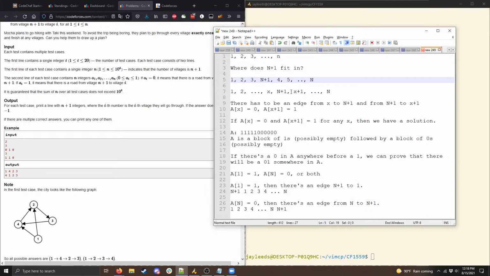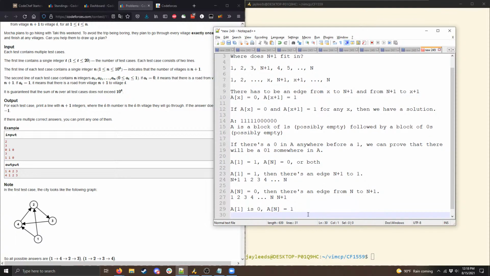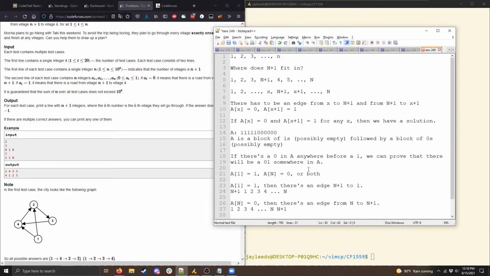The other way you could get to the same solution is if you started by thinking about the edge cases. You could think about when we can put n plus 1 at the beginning. That's when a of 1 is 1. And when can you put n plus 1 at the end? That's when a of n is 0. So if this doesn't work, then you know that a of 1 is 0 and a of n is 1. And by the same logic as before, this means there's a 0, 1 somewhere in A. And then if you think about how we can use that, you get to the same construction up here.